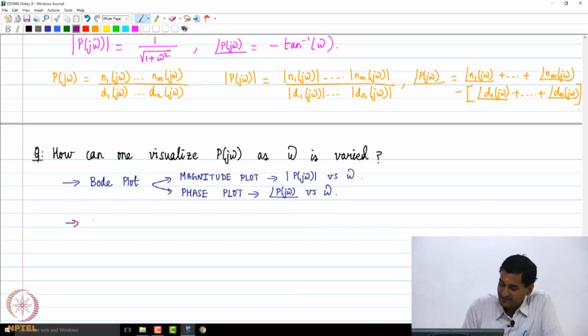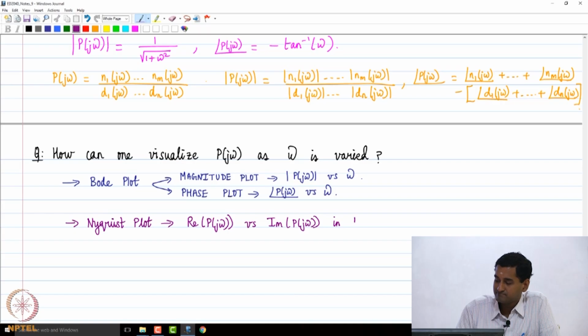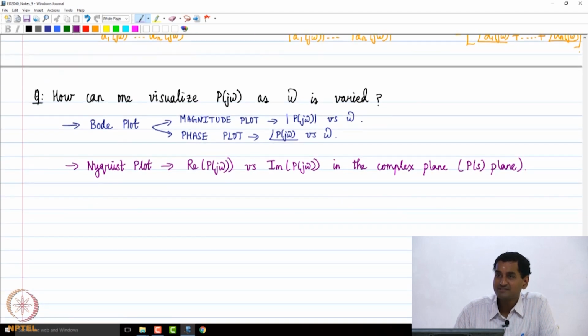A second visualization is what is called a Nyquist plot. A Nyquist plot is essentially a plot of the real part of P of j omega versus the imaginary part of P of j omega, in the complex plane, what is called the P of s plane. We will see what this is as we go further.